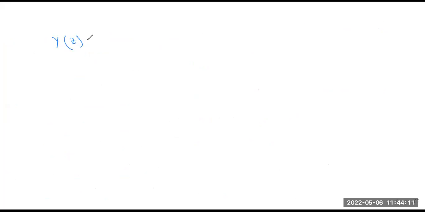Okay. So the final equation is coming from here: y of z minus z to the power minus 1 y of z is equal to x of z. So we have written these equations. Here you can see y of z is the common part, and the required factor is 1 minus z to the power minus 1.